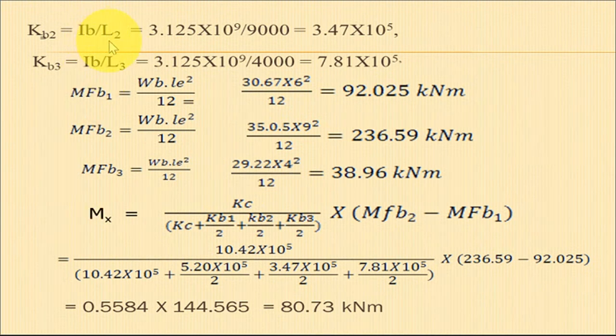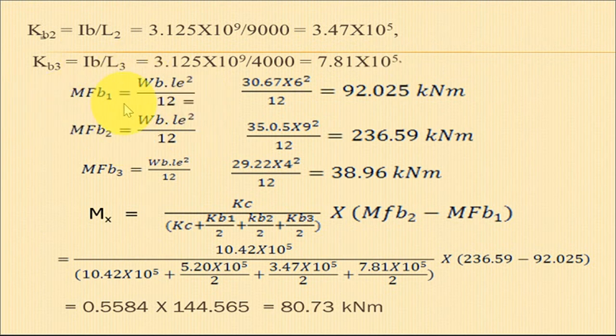Kb2 is equal to Ib by L2, length is different, that's why this is 900, so it is 3.47 into 10 raised to the 5. Kb3 is equal to Ib by L3, L3 is 4 meter, so it is 7.81 into 10 raised to the power 5.